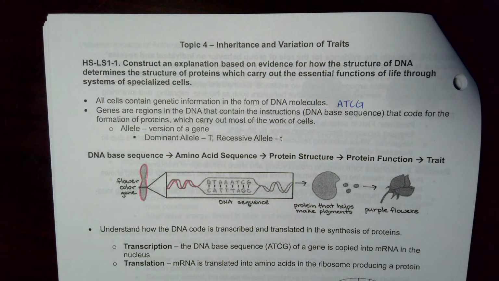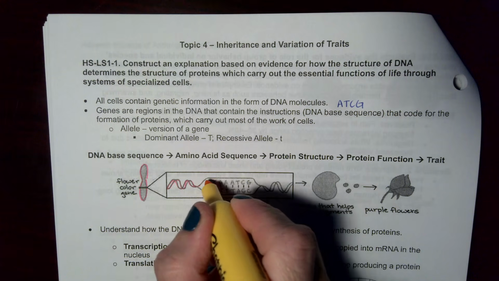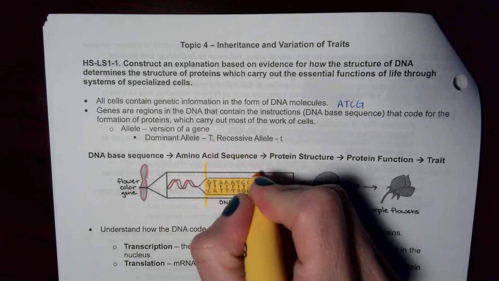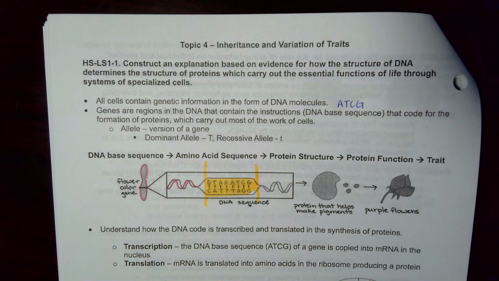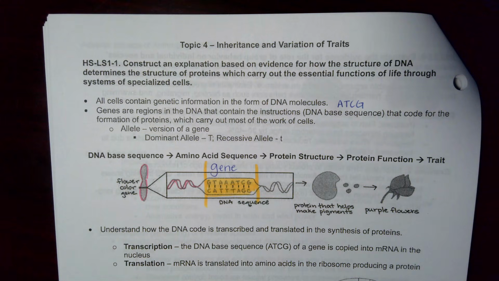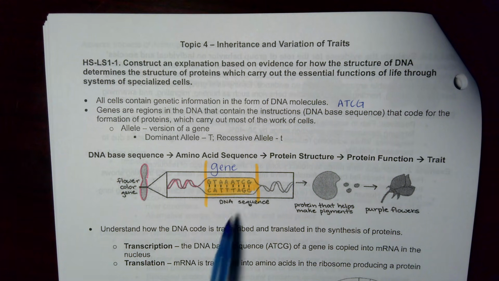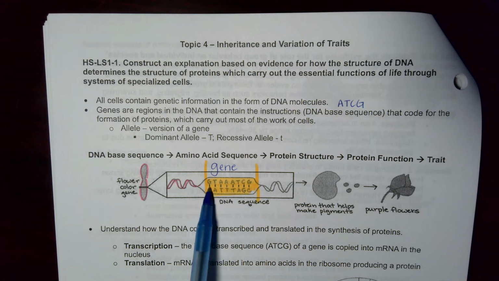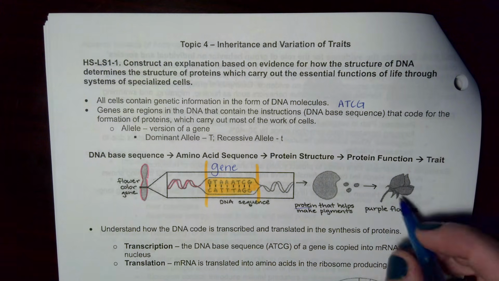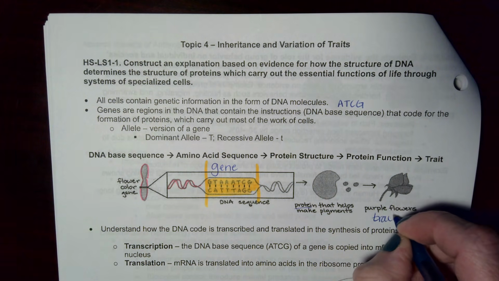When we're looking at a gene, we're talking about just a tiny segment or section of the DNA code. So we're not looking at the whole thing, we're just looking at one little section, and that gene, which is a series of letters or a sequence of letters, is going to code for a protein. So the section I have highlighted here is a gene. That gene makes a protein, and that protein is going to determine what your trait is.